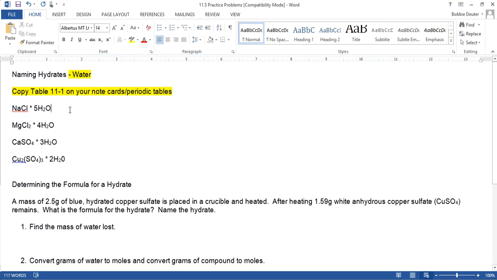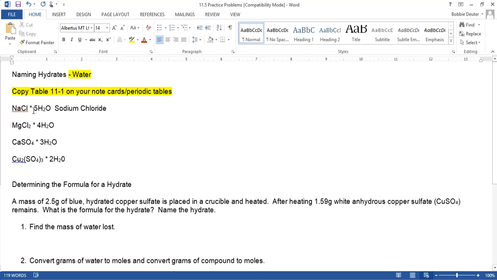So let's look at naming these. First off, hydrates are going to come with ionic compounds 9 times out of 10. When we look at these, we still have to name them. So NaCl is going to be sodium chloride. We're not going to change how we name the ionic compound. The only thing that's going to change is we're adding a hydrate to it.